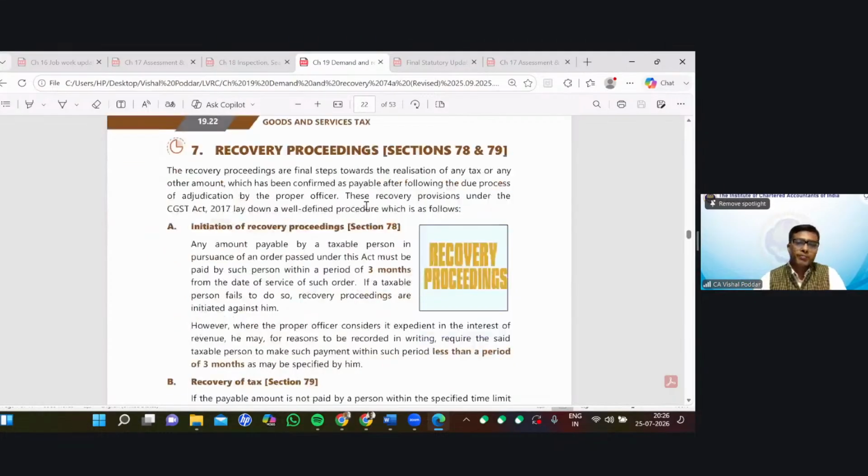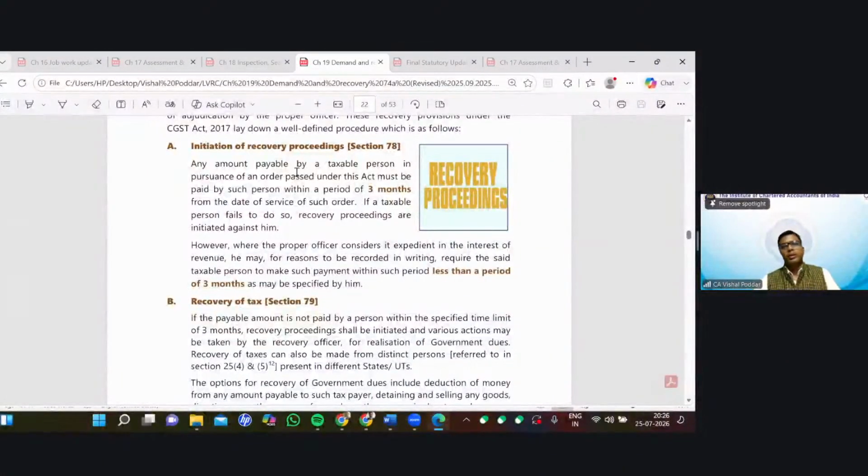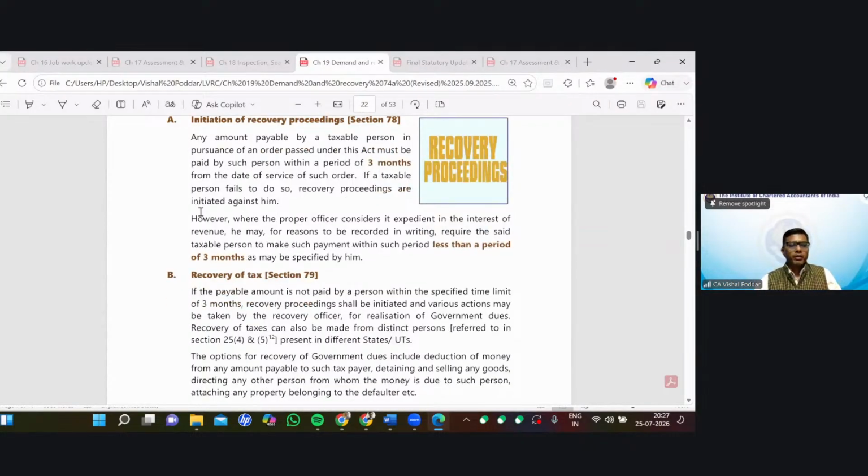Now come, students, the recovery proceedings. So what are recovery proceedings? These are the final steps towards realizing the amount of tax which you have not paid. After your assessment is over, if you have still not paid the amount, the government can recover the amount from you. Now what is the procedure? First, section 78, what does it say? Any amount payable by the taxable person in pursuance of an order passed must be paid by such person within a period of 3 months. So you are given a 3 months timeline after the passing of the order to make the payment.